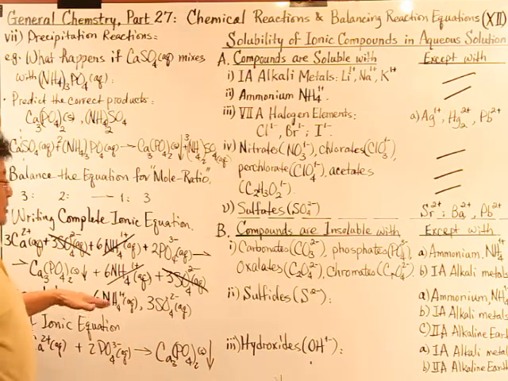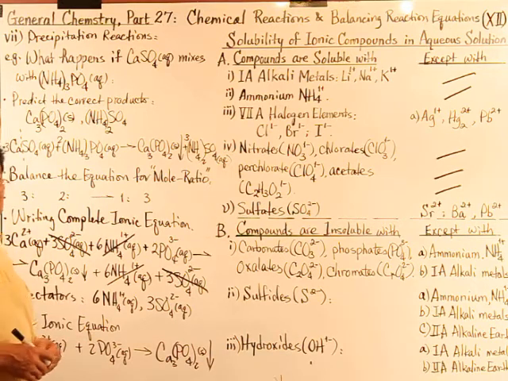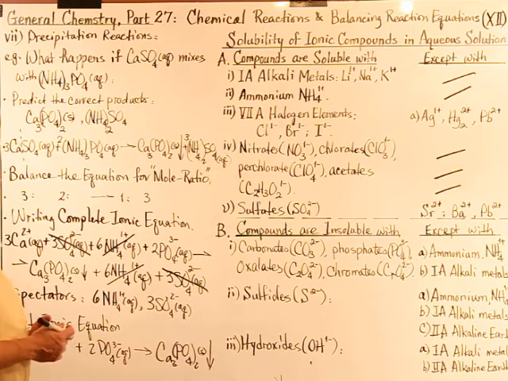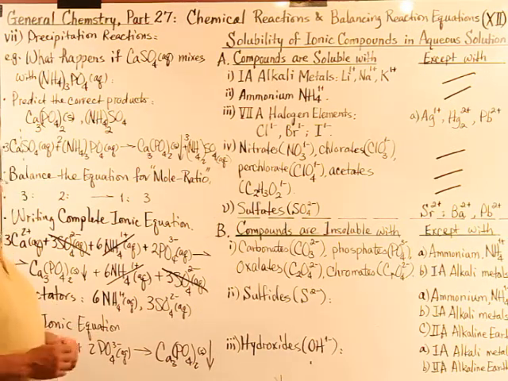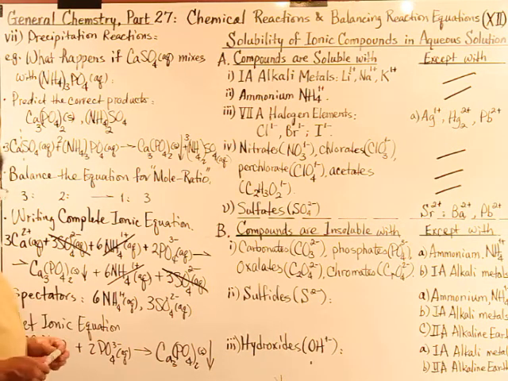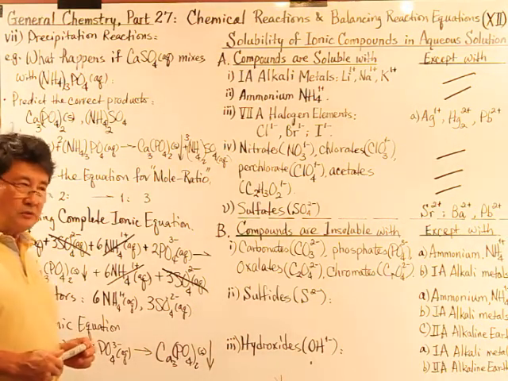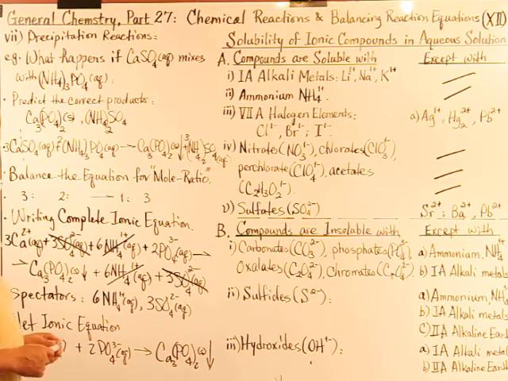Now, the spectators are those species in the chemical reaction not actually participating in the chemical process to form a product for that particular reaction, in this case a solid, and they stay in the solution as cation and anion pairs. In this particular case they are the ammonium and the sulfate.